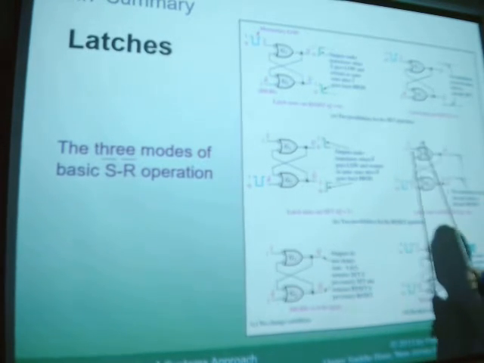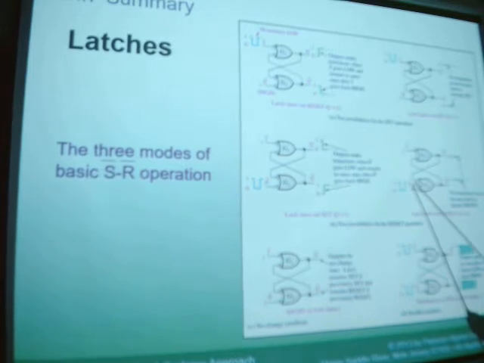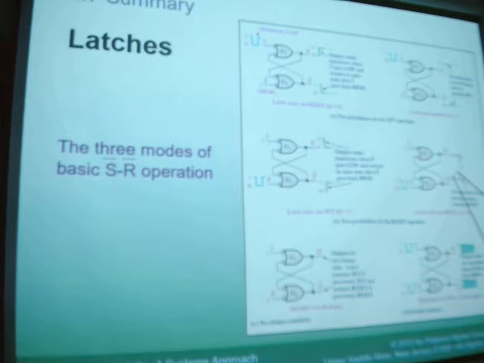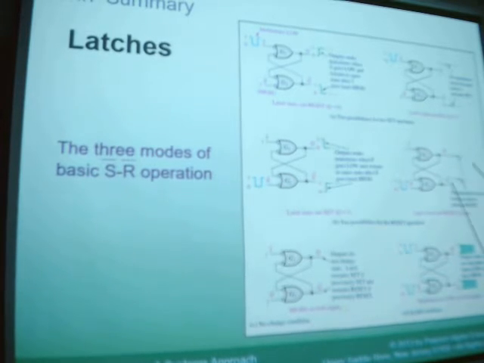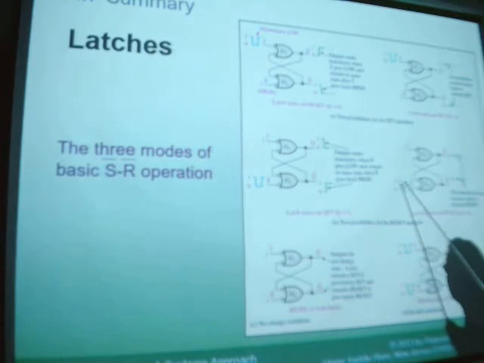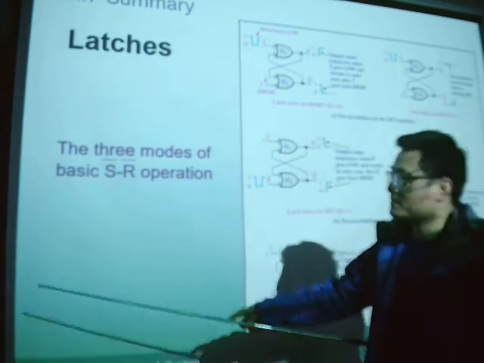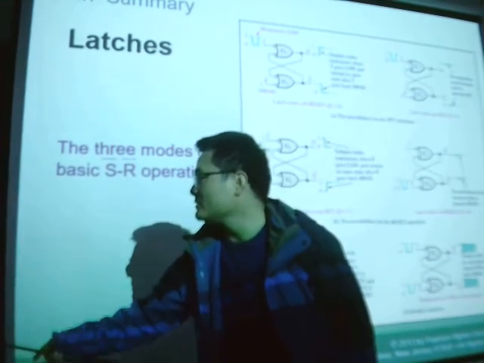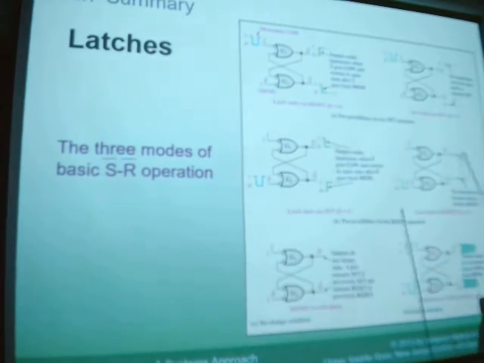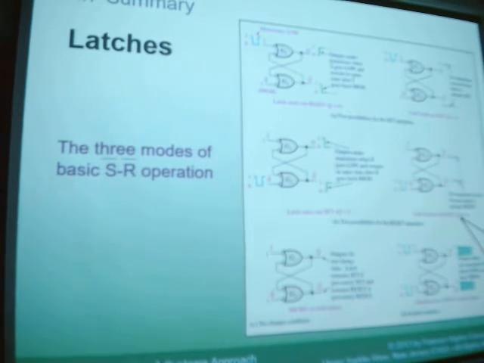That means S bar equals 1, R bar equals 1. We suppose that Q equals 0, Q bar equals 0. Because when S bar equals 1, R bar equals 1, this combination, then Q equals Q, Q bar equals Q bar. We suppose that Q equals 0.